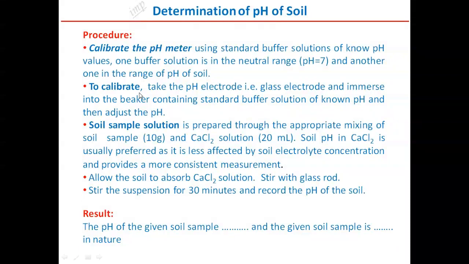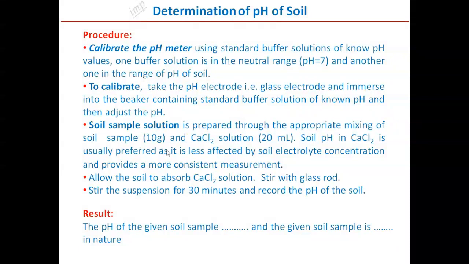To calibrate the pH meter, take the pH electrode, that is the glass electrode, immerse it in the beaker containing the standard buffer solution of known pH, and then adjust the pH of the pH meter. This is the calibration process of the pH meter. Once we have calibrated the pH meter, we can immerse the same, already calibrated pH electrode and take the pH values. Before that, we need to prepare the soil sample.